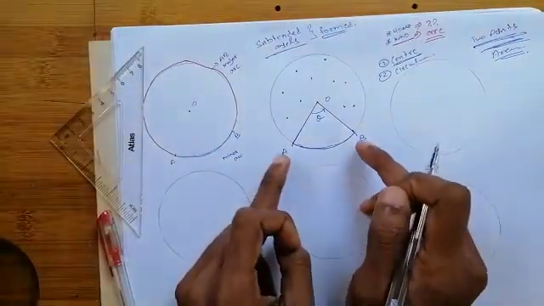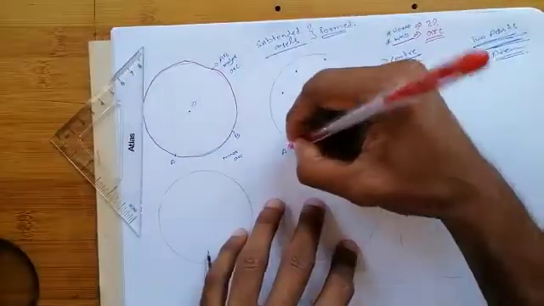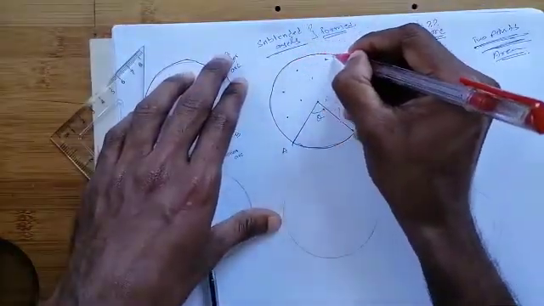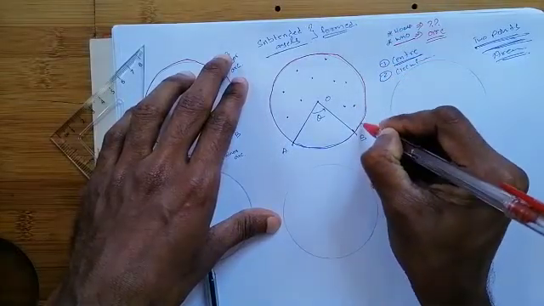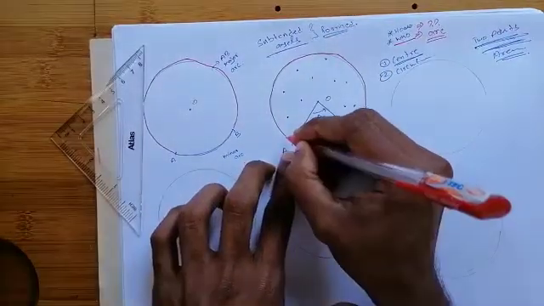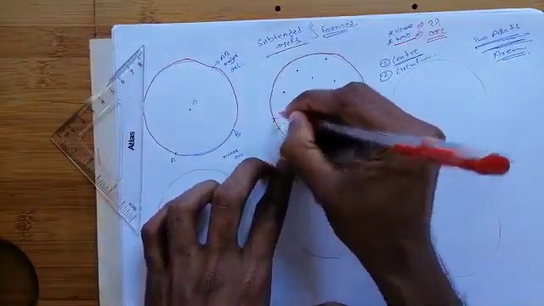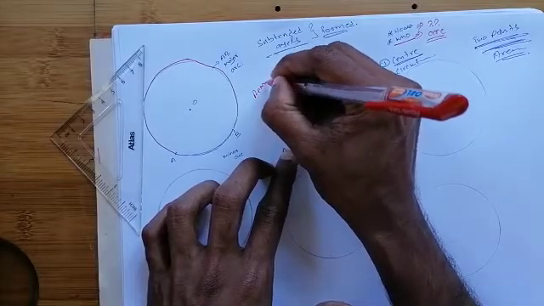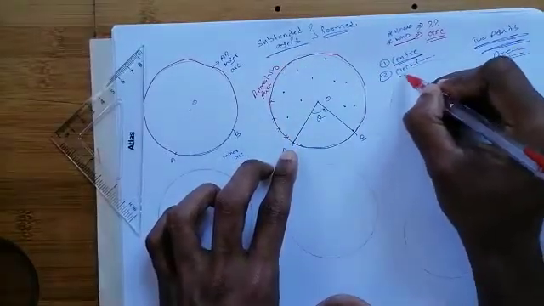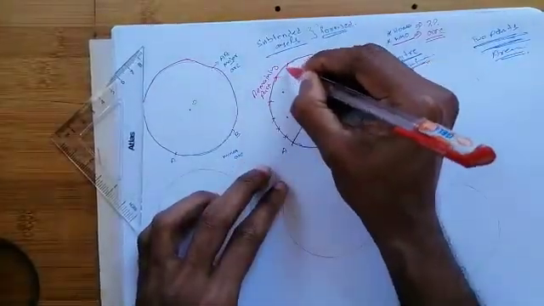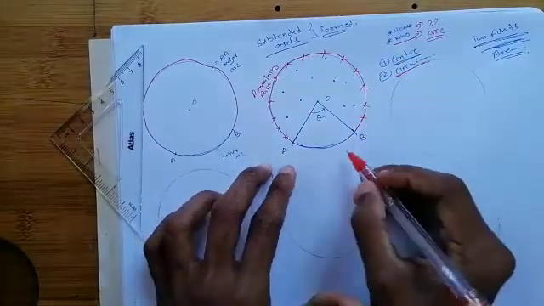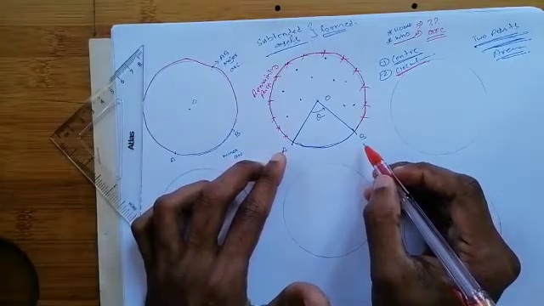So this is arc AB. All the remaining circumference, I draw it with a red line. Any point on the remaining part, we can simply call it the circumference. Any point on the remaining part, AB can form an angle.